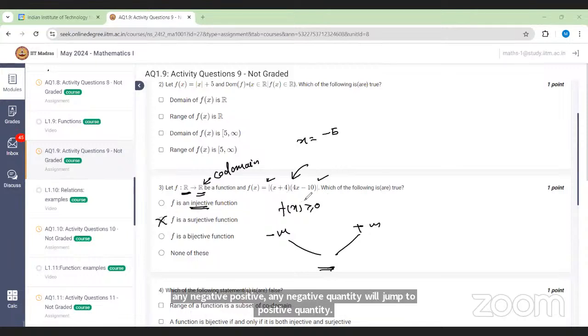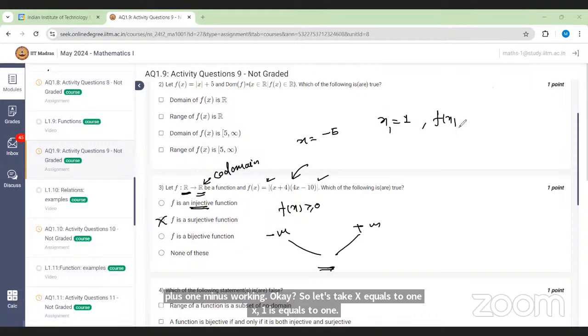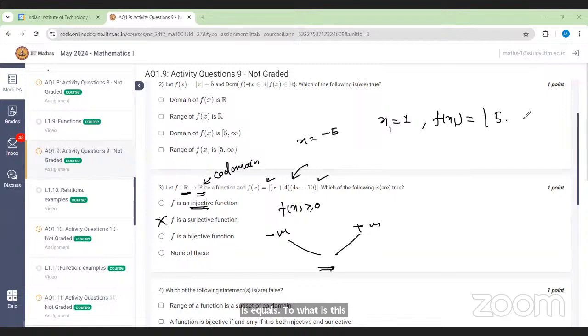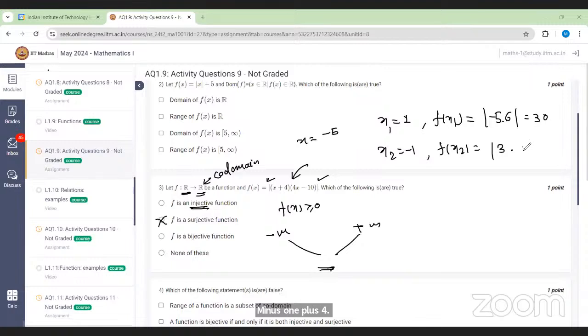So for injectiveness, we have to find some x1, x2. Oh, +1 and -1 is working. Okay, so let's take x1 equals 1. Then f of x1 is the modulus of 5 into 4 minus 10, which will be -6, so that will be 30. And if I take x2 equals -1, then f of x2 is -1 plus 4, that will be 3 into 6. No, it's not coming the same value. That's the thing. Now the output should be the same.